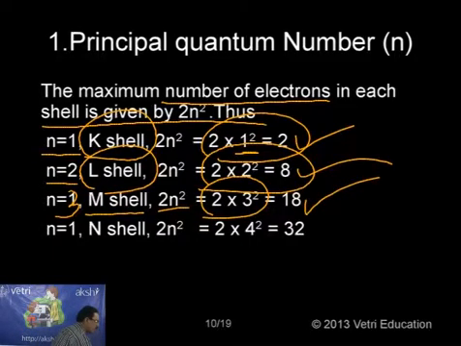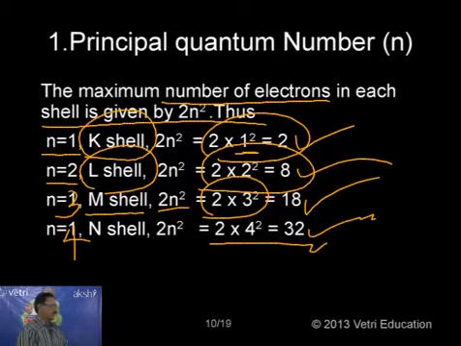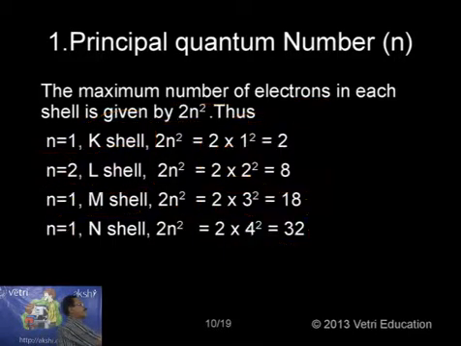Same way, n equal to 4, the N shell, 2n square, 2 into 4 square, nothing but 32 electrons. In the fourth level, 32 electrons will be there. So this is the most important: the first level, maximum electrons 2; second level, maximum 8; third level, maximum 18; and the fourth level, maximum 32. Okay, let me go for the next.